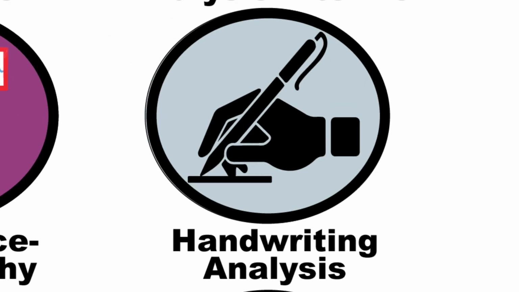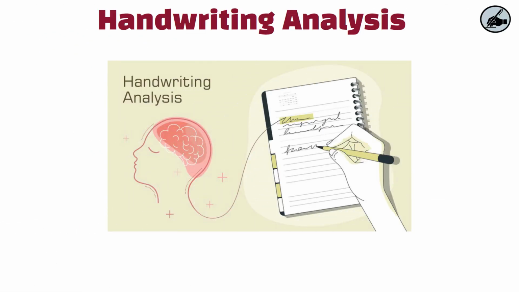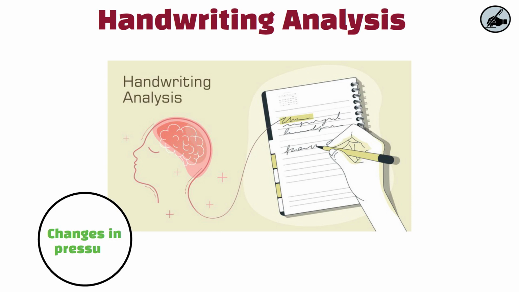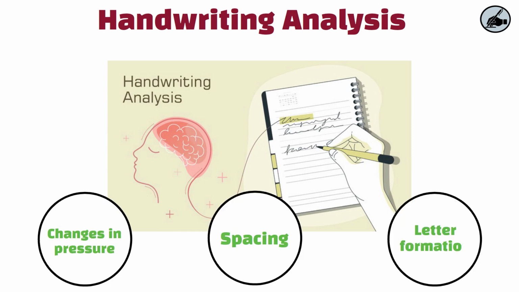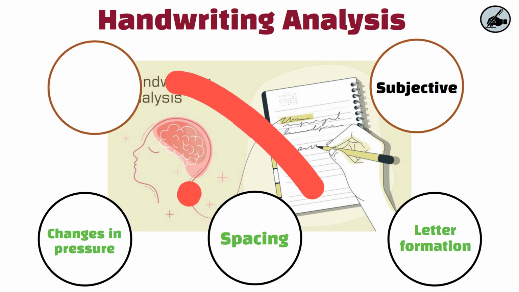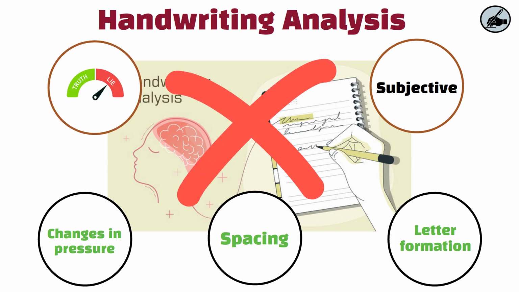Handwriting analysis. Some claim that handwriting can reveal signs of deception, such as changes in pressure, spacing, or letter formation. However, this method is highly subjective and not scientifically validated for lie detection. It's more commonly used for personality assessment rather than determining truthfulness.